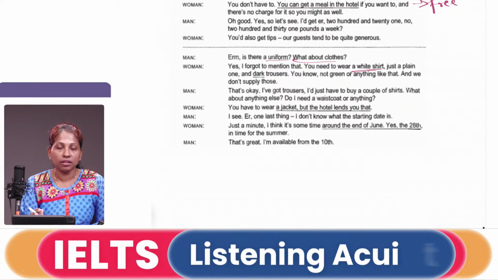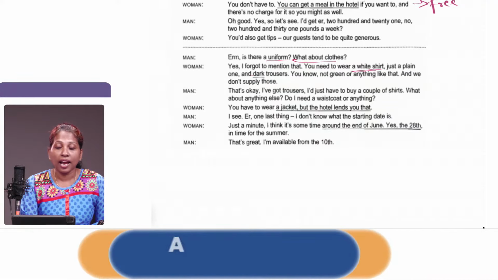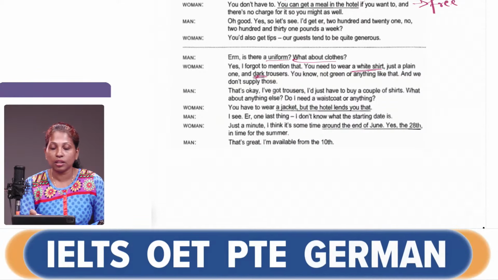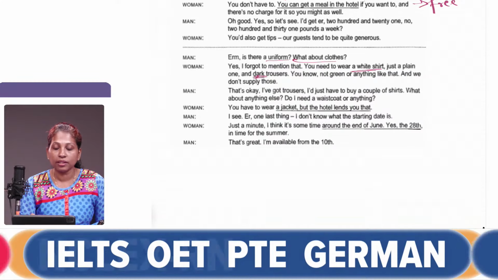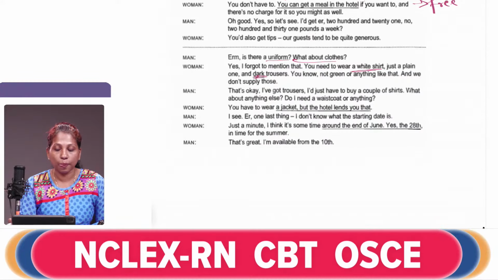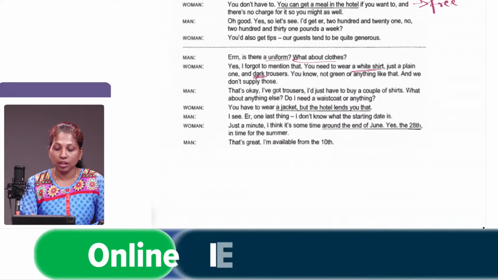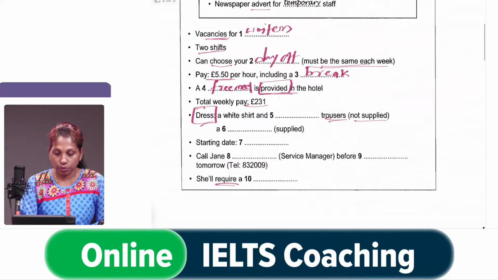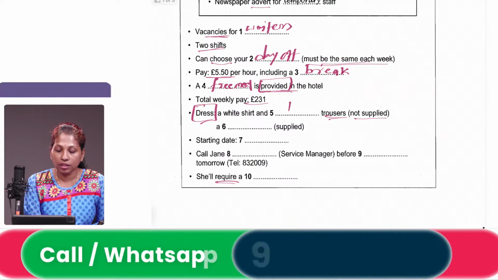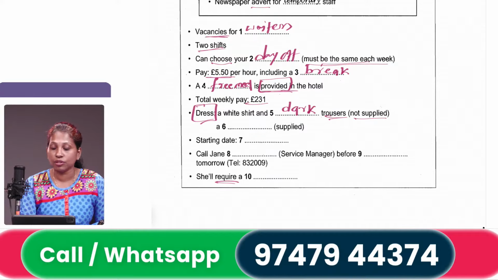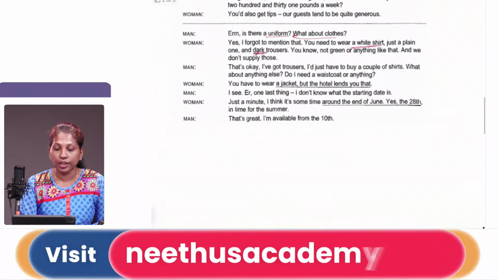That is a characteristic about the white shirt, just a plain one. And dark trousers. So like I told, we are looking for the color of the trousers, most probably. So the trousers are what? Dark, not green or anything like that, and we don't supply those. Okay, so that is what you are telling. Here it's the dark trousers. So you can write here white shirt and dark trousers, which are not supplied specifically. They are telling there, which is not supplied by us, it won't be provided to you.